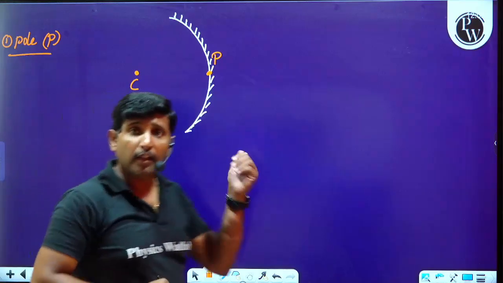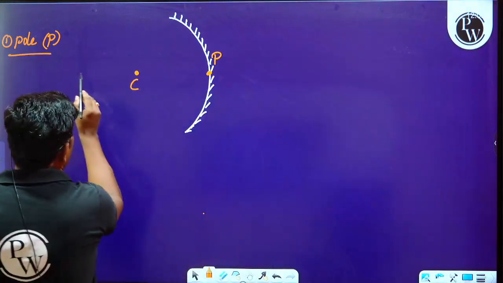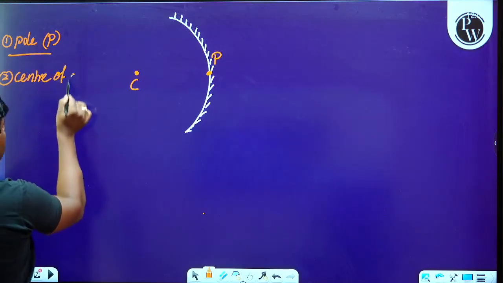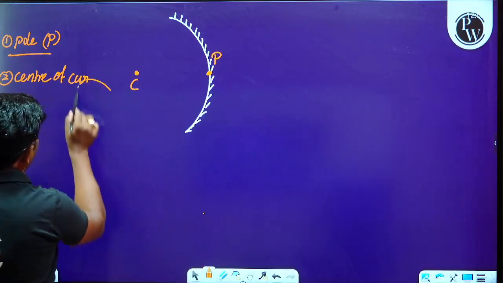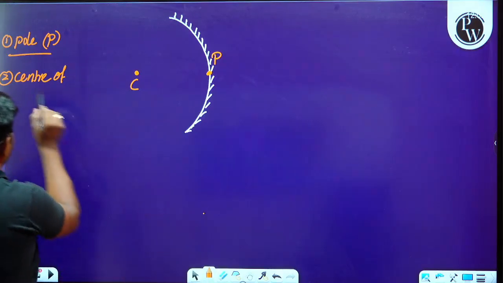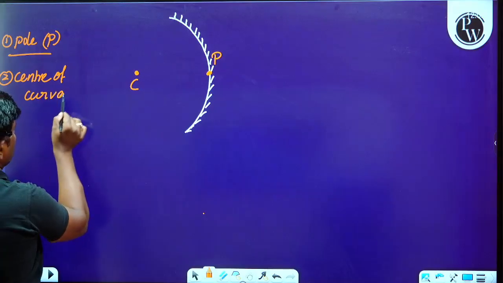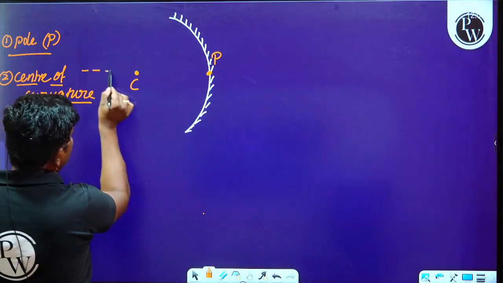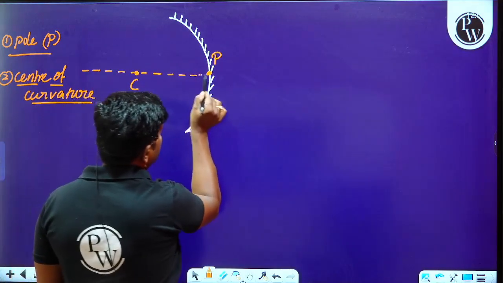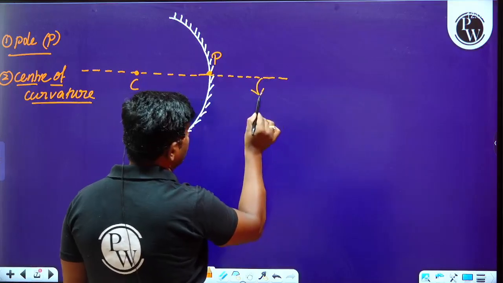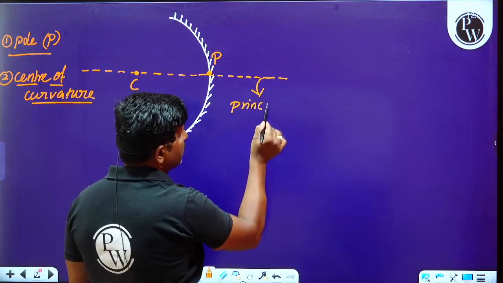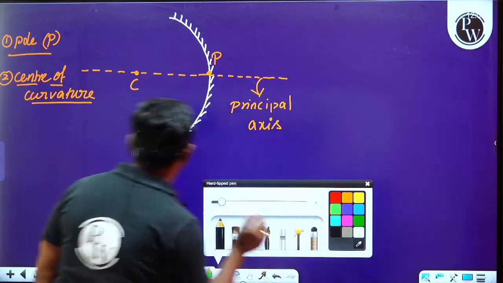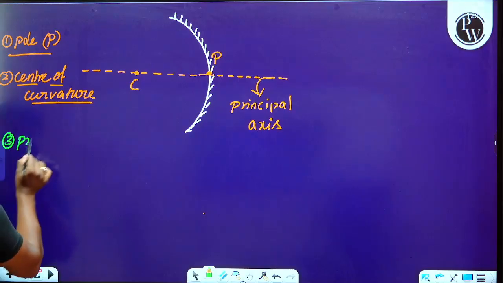The center of a sphere of which the mirror is a part is called the center of curvature. What is the center of curvature? Please make sure you understand each and every point here. The center of curvature is represented by C. And the line passing through the pole and the center of curvature is called the principal axis.